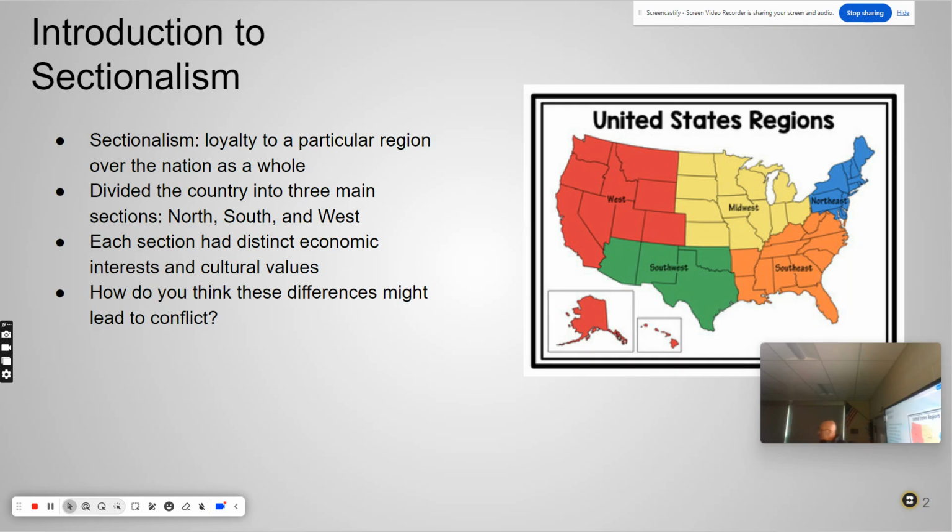If you were to ask most people in 1820, were you an American, or were you a New Yorker, or a Massachusetts resident, or were you a Virginian? Most people would not have identified as an American. They would identify first with their state. Most people did not have the sense of nation that we have today.